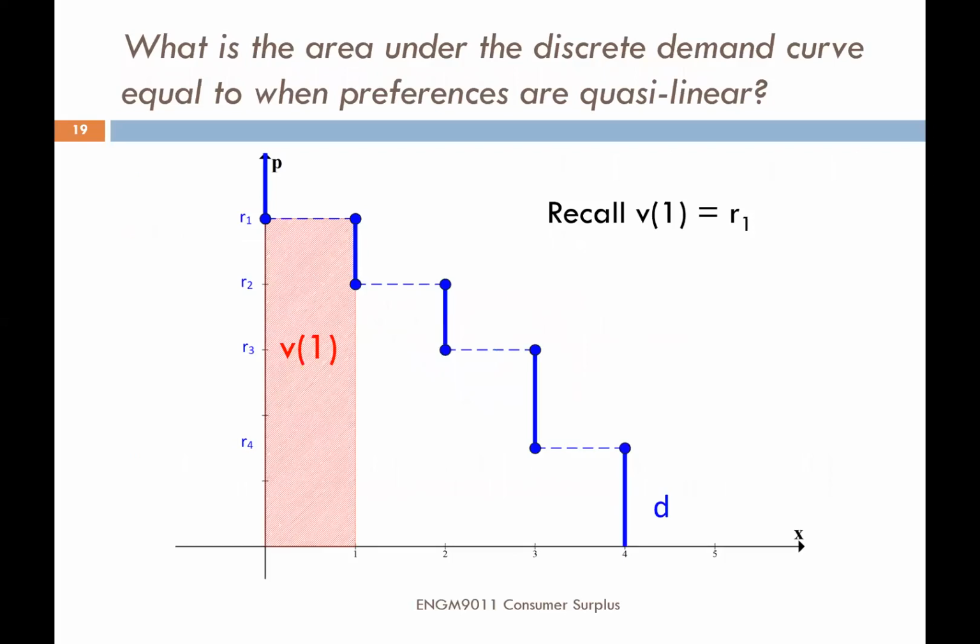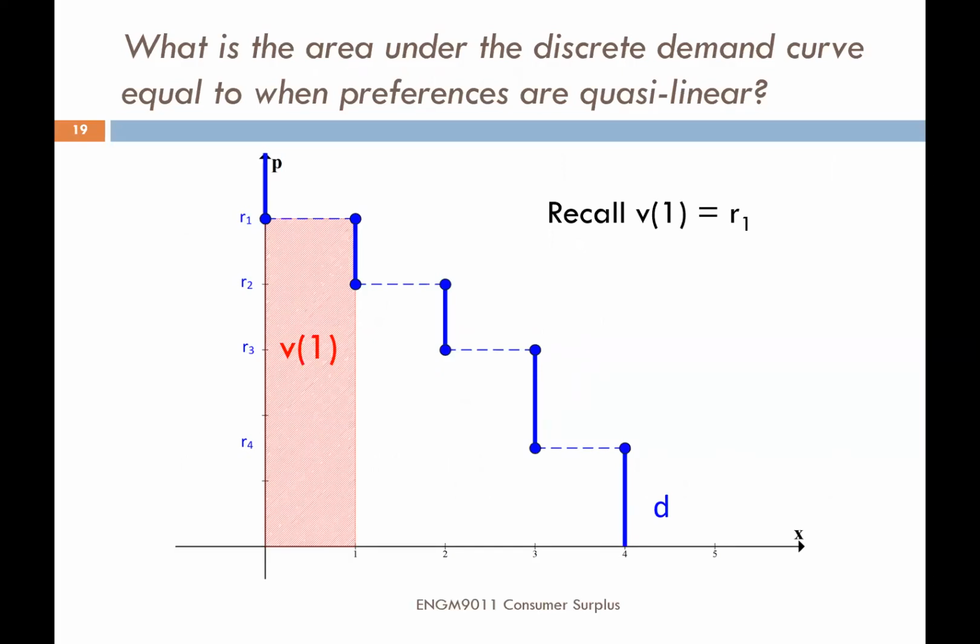I was going to ask you, what is the area underneath the demand curve equal to when preferences are quasi-linear? So I've given you the answer. I didn't want to do that, but I forgot about this. All right, so let's take a look at the area underneath the demand curve up to 1 unit of good X, right? So what is that area underneath the demand curve from X equals 0 to X equals 1?